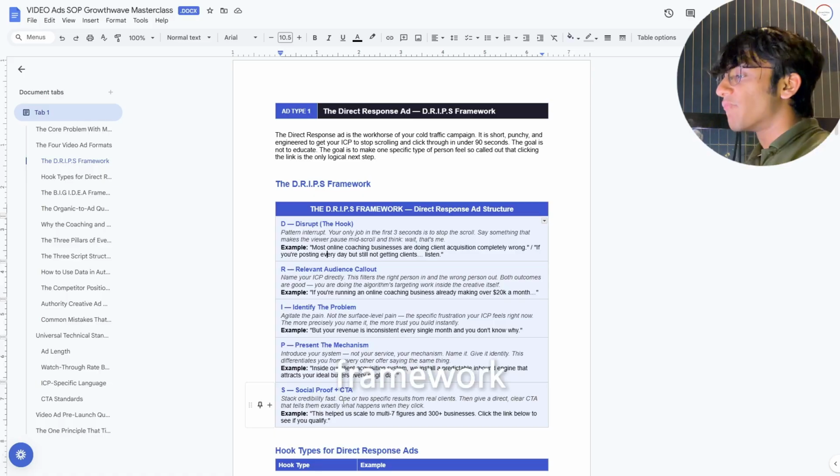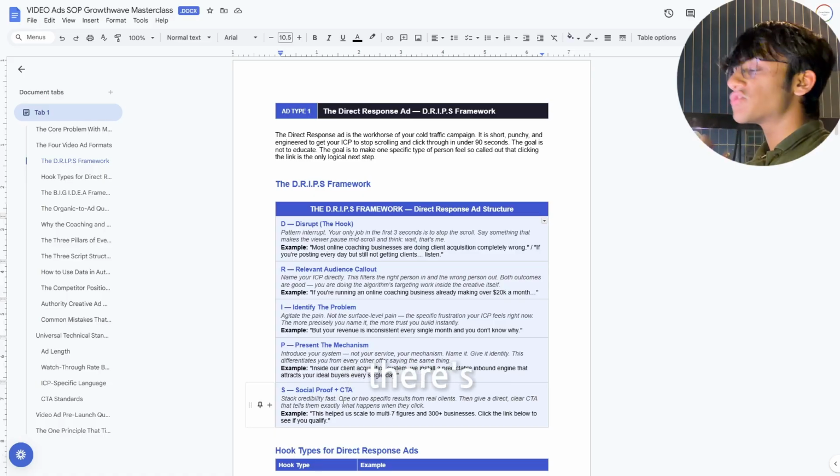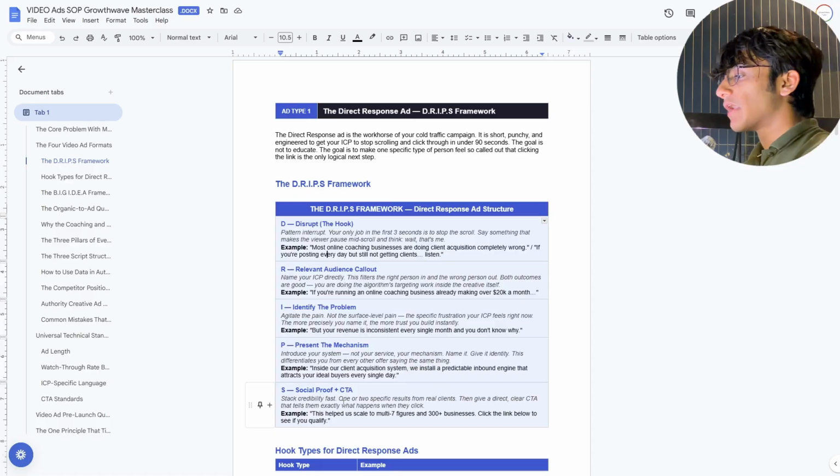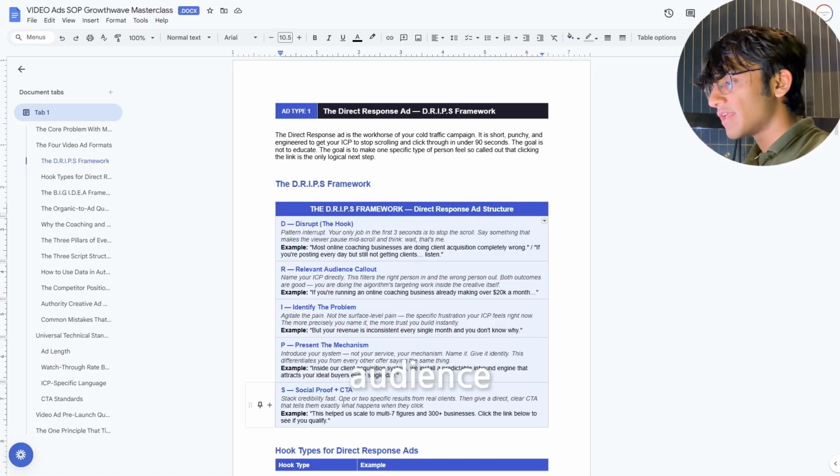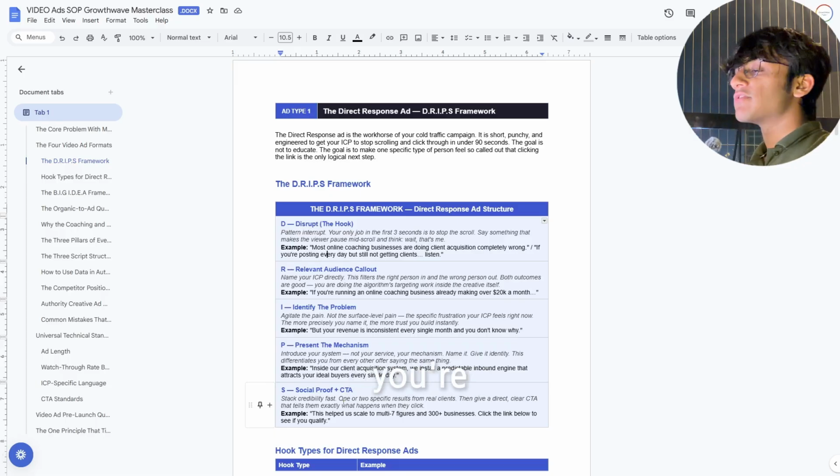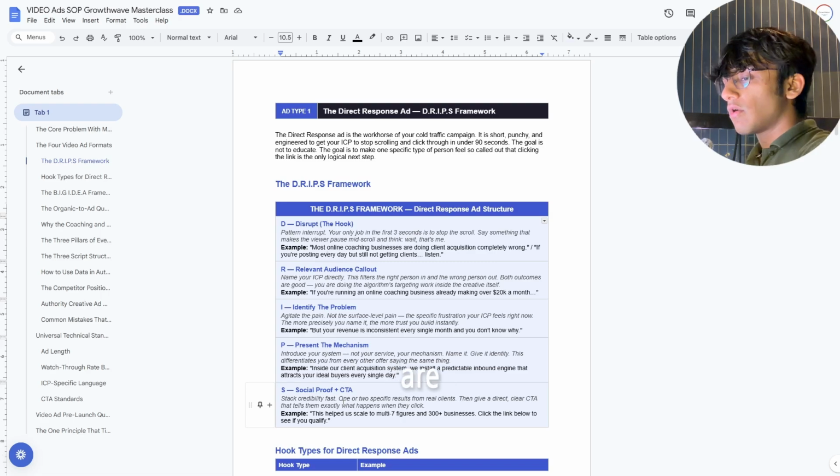So the entire framework is very, very simple. There's no rocket science behind this framework at all, right? First disrupt with a very good hook, then call out the relevant audience, identify the problem and probe into the problem really well. Don't just be surface level. If you're selling a coaching program and you're helping 30-year-old fat men lose weight in 30 days, then you know the problem.